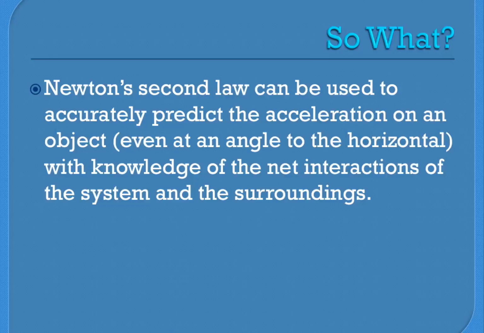So what? Newton's second law basically proved here that it can be used to accurately predict the acceleration on an object, even at an angle to the horizontal, which we saw here. And that with knowledge of the net interactions of the system and the surroundings, we can predict the acceleration that will be acting on the system, which we did here to quite a good degree because the values did agree quite well. And so going back to one of the central questions, if I had not included frictional force, would the value of the acceleration be higher or less?